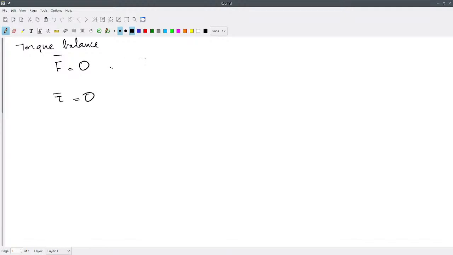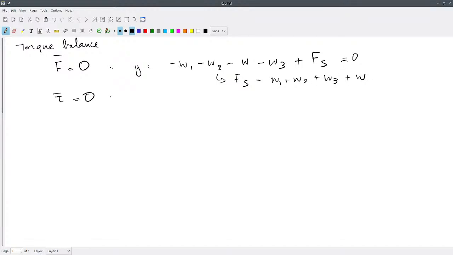So in this case, in the vertical direction, that will give us that minus the weight 1, minus the weight 2, minus the weight of the meter stick, minus the weight 3, plus that reaction force will have to be equal to 0. And that gives us immediately that Fs will have to be equal to weight 1 plus weight 2 plus weight 3 plus the weight.